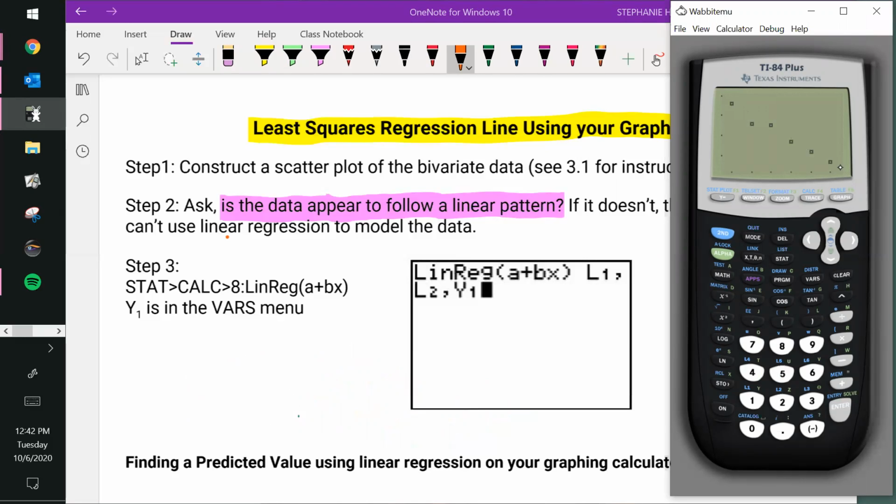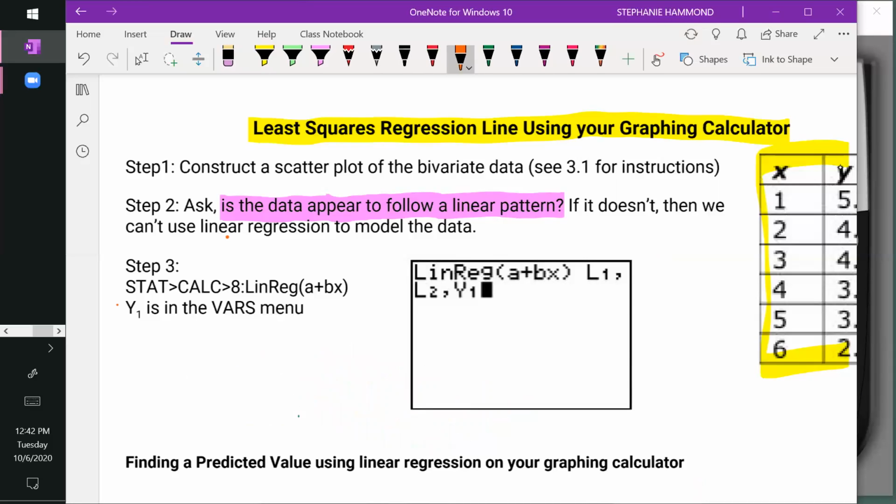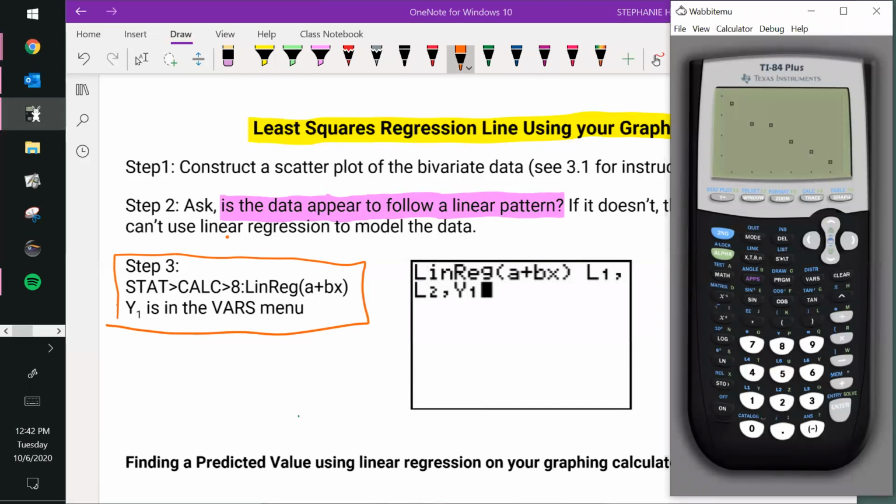All right, so now let's do step 3. Now that we think it's probably linear enough, we go to step 3, and there's your step-by-step instructions to get your line of best fit. So you hit the stat button. Stat is right here. Move over to calc by using the right arrow, and then go down to option 8, or you can just click the number 8. It's lin reg a plus bx.